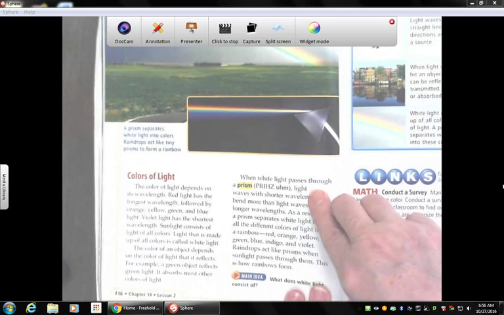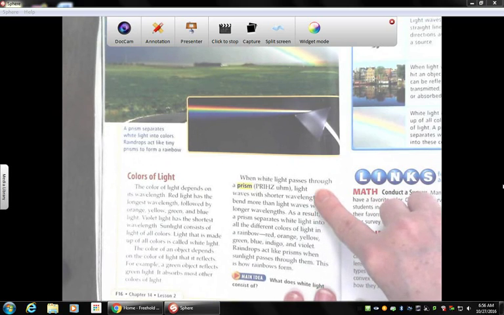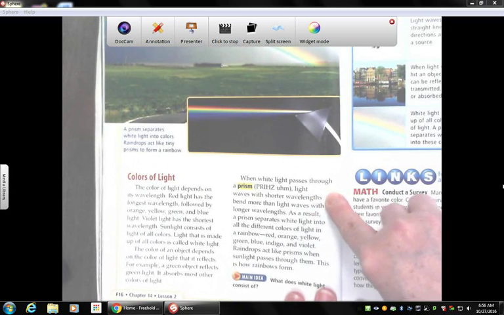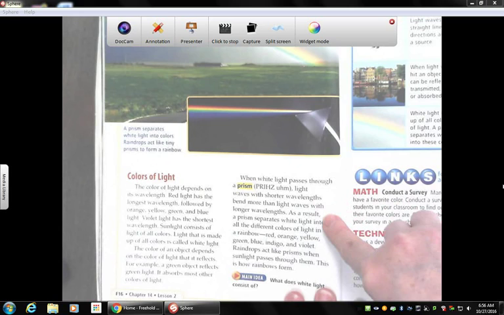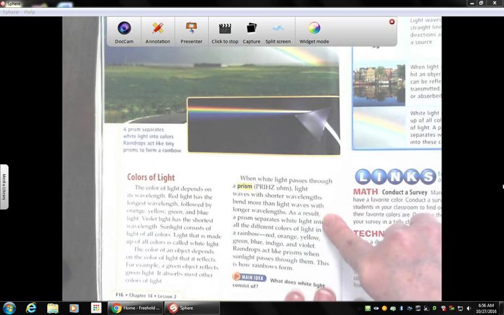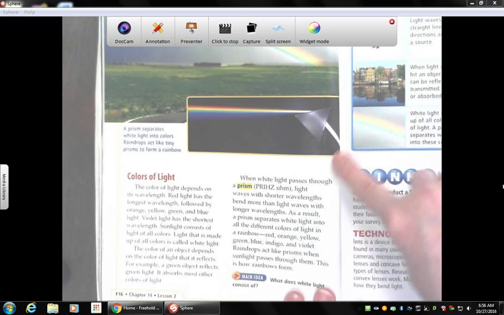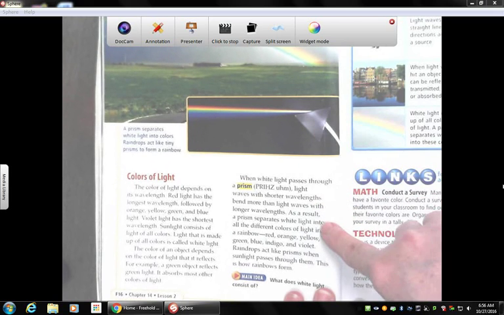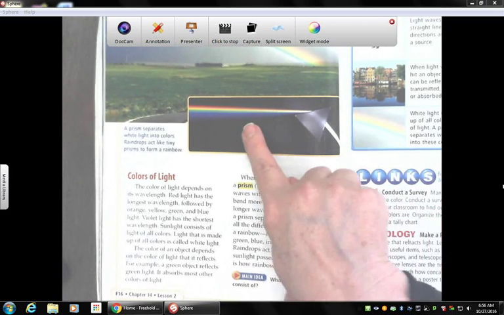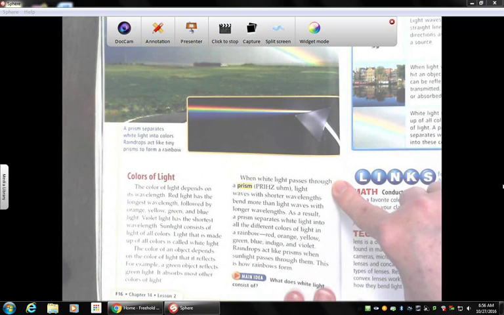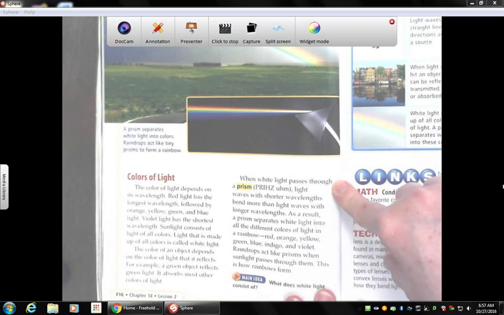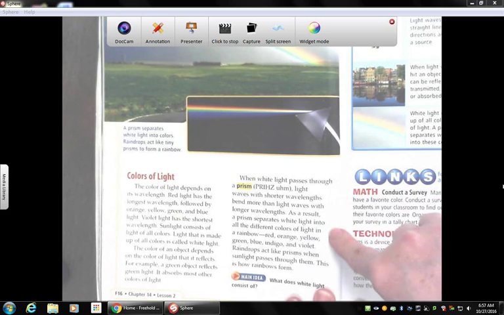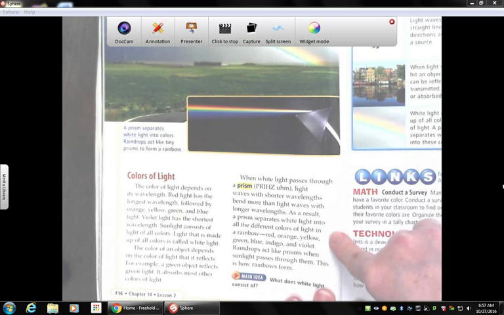When white light passes through a prism, light waves with shorter wavelengths bend more than light waves with longer wavelengths. As a result, a prism separates white light, here's white light coming in, into all the different colors in a rainbow: red, orange, yellow, green, blue, indigo, and violet. Raindrops act like prisms when sunlight passes through them, and this is how a rainbow forms.